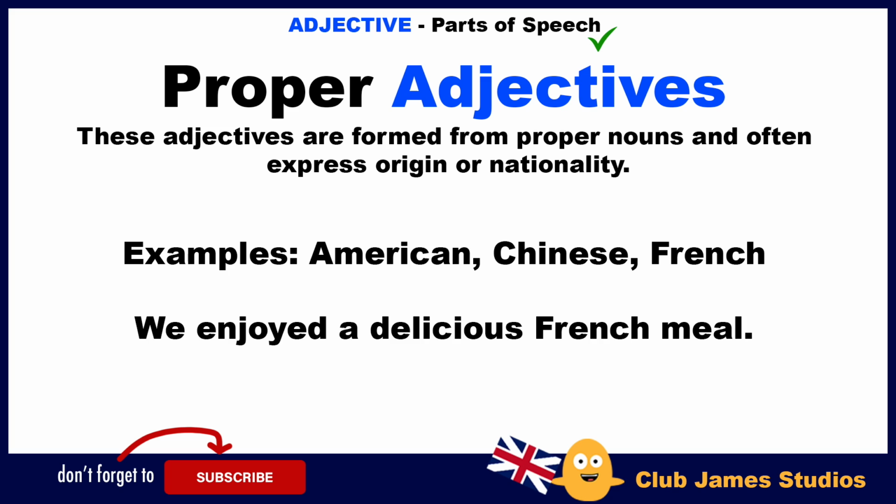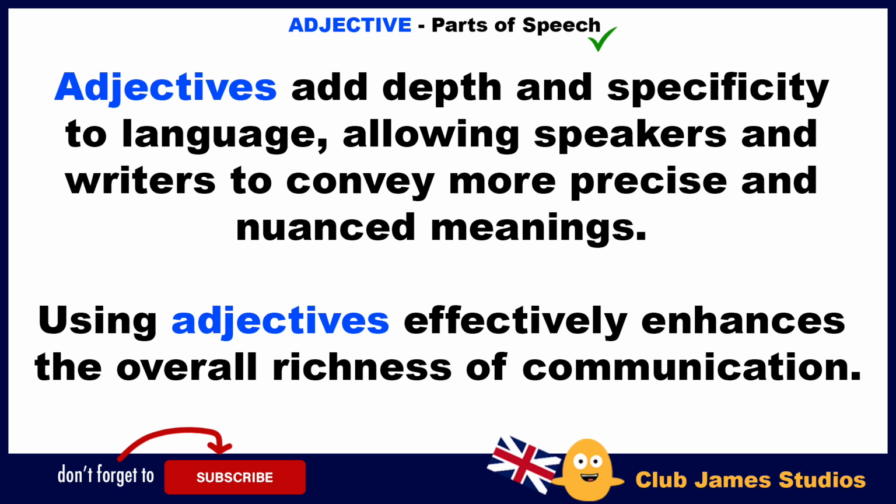Proper adjectives. These adjectives are formed from proper nouns and often express origin or nationality. Examples: American, Chinese, French. We enjoyed a delicious French meal. Adjectives add depth and specificity to language, allowing speakers and writers to convey more precise and nuanced meanings. Using adjectives effectively enhances the overall richness of communication.